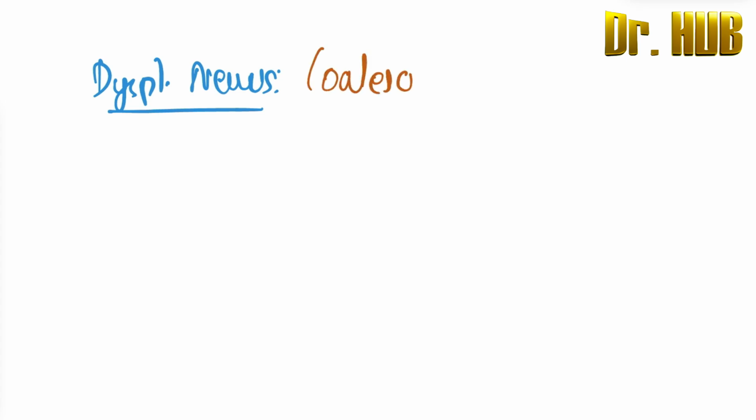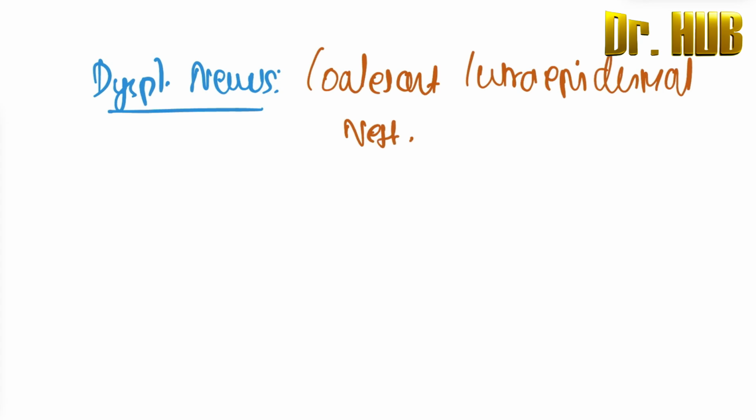Next, we will look at the dysplastic nevus. What is the dysplastic nevus? It has coalescent intraepidermal nests.